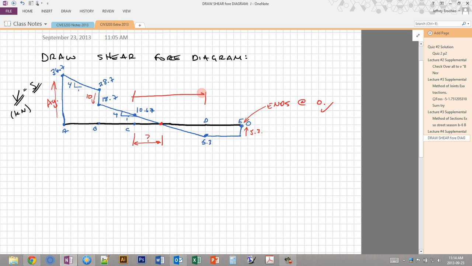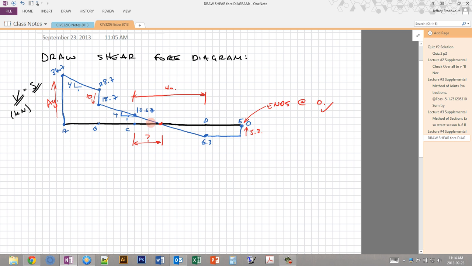Okay, we know that this total distance is 4 meters between C and D. This is not drawn to scale, but you can see this triangle has a height of 10.67, and this triangle has a height of 5.3. So actually this should look higher on the diagram than this one. The way I've drawn it isn't really to scale, so that doesn't reflect the case.